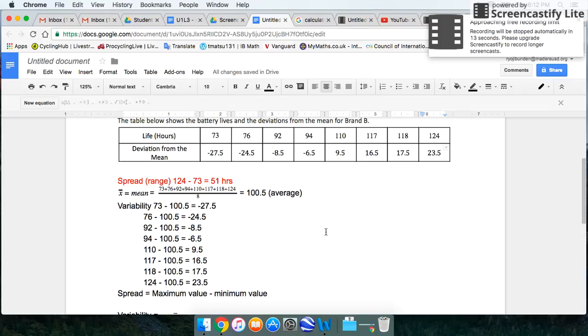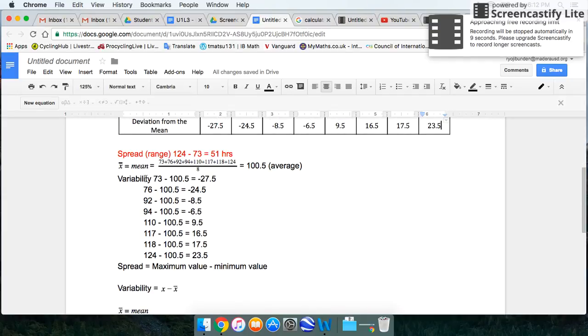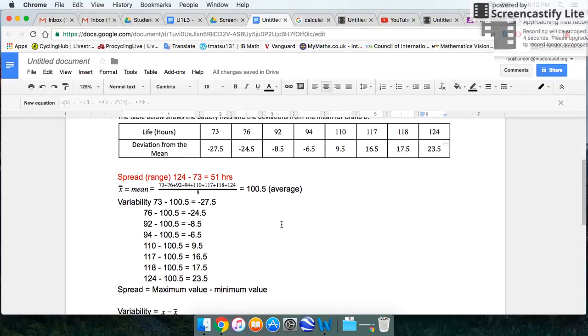Okay, so just to summarize, we talked about spread, which is range. We talked about how to calculate the mean. And lastly, how to calculate variability, which is just measuring individual differences.